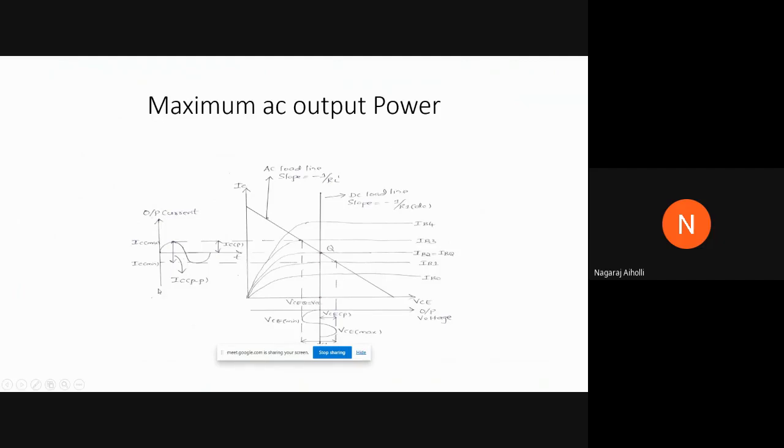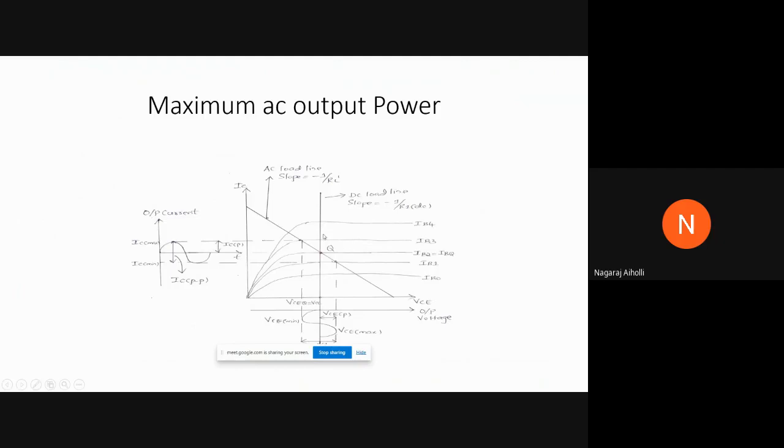We have the output current. This is the waveform: IC max, IC min, IC peak to peak. Then we have the collector to emitter voltage, right? We know how to get the output waveform. That is, we have the input signal here, right? Input signal between these 2 points, Vi. So from that we are getting the output voltage, right? I have explained this, how to obtain the output signal from the collector current and the input signal.